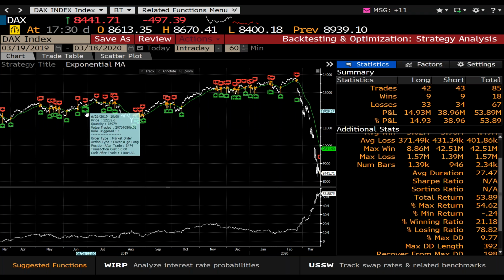And all I am doing is buying when the price crosses above this particular moving average, which is shown in green, and I am selling when it crosses below that. Obviously, you can see this is an exponential moving average.